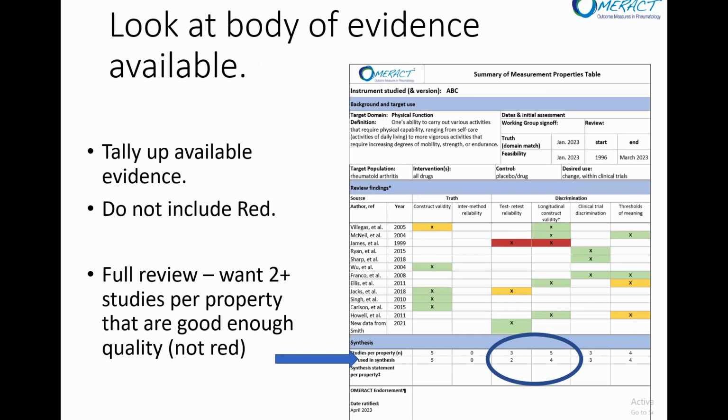So counting all the studies that had any sort of evidence for that measurement property, and then counting the ones that you're going to use in synthesis, because in synthesis we do not include the cells that were red that had that fatal flaw. So you might see under test-retest reliability, we had 3 pieces of evidence available. One we deemed as having a fatal flaw, so now we're only going to use 2 in the final synthesis. For the full review, we want to see 2 or more studies per measurement property that were of good enough quality, i.e. that were not red. So that's what we're striving for, and you'd be able to tell at this point in time whether there were any gaps and whether you had to do additional studies to fill those gaps.